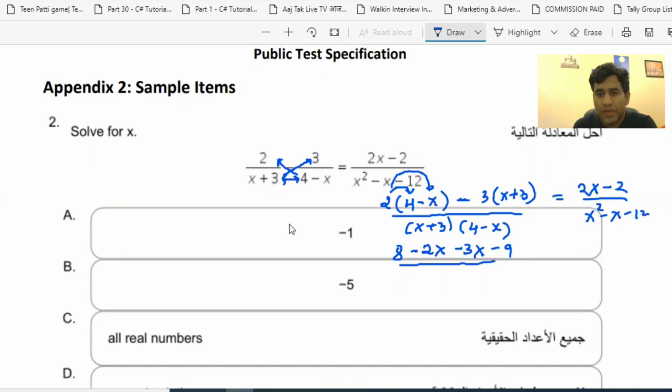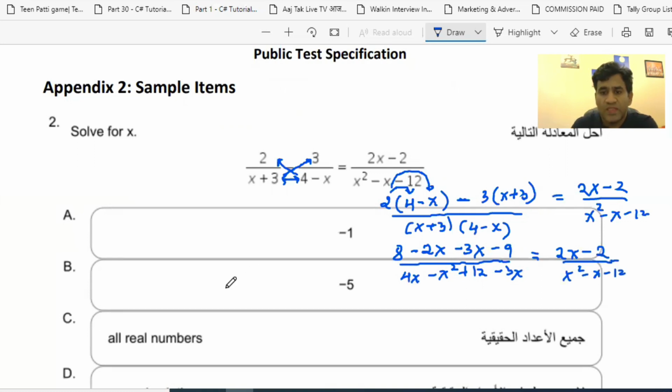And in the denominator, what are you going to get? Use again distributive. X times 4, it's going to be 4x. X times negative x is going to be negative x square. Positive 3 times positive 4, it's going to be 12. Positive 3 times negative x is going to be negative 3x. So this right side remains the same. Still we haven't done anything with this. 2x minus 2 by x squared minus x minus 12.